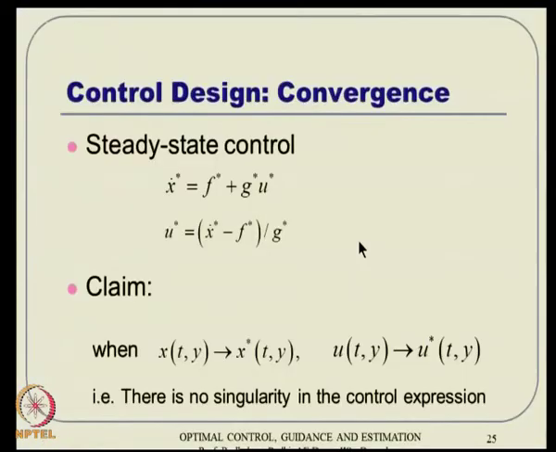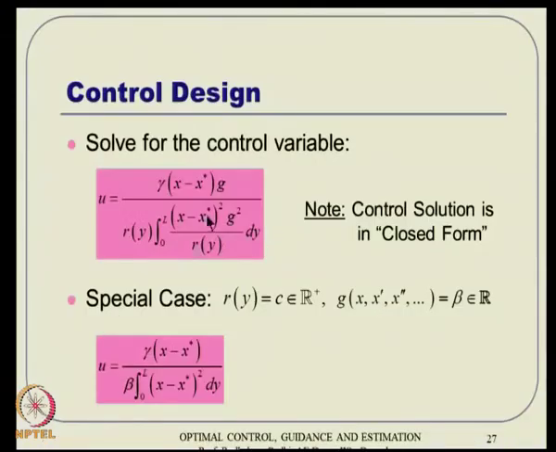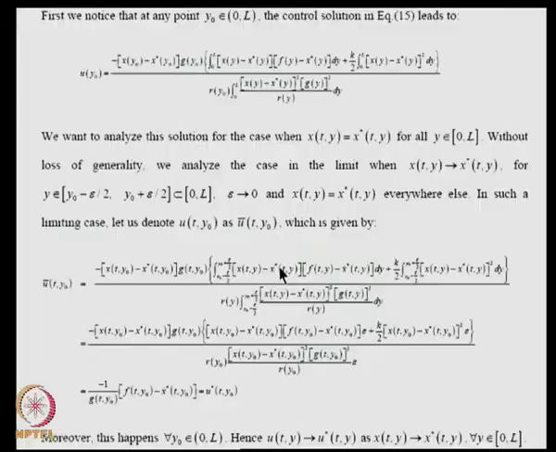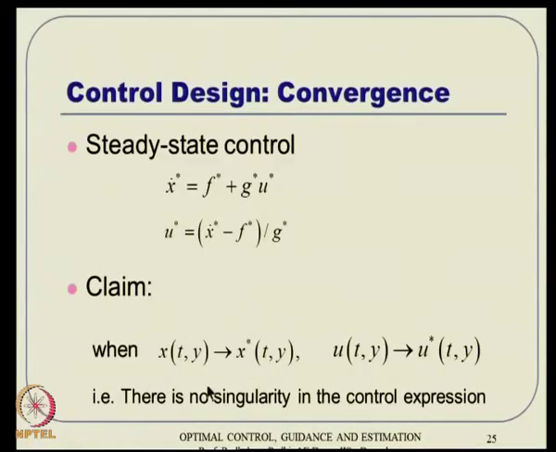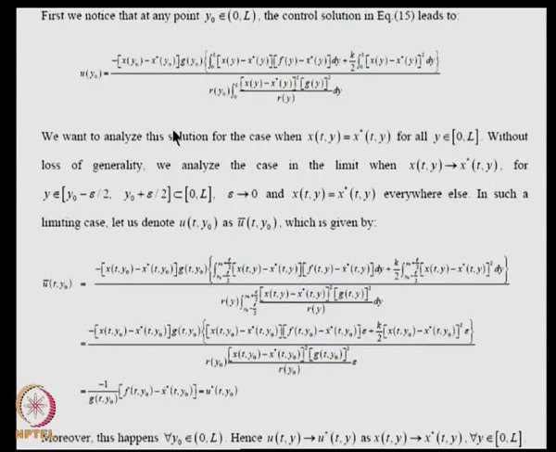Now, the claim here is if you get a steady state control like this and you have a time varying control like this, whichever way, then as this profile develops towards x star, x goes to x star, then u should also go to u star. That means there is no singularity in the control expression. Remember, this is not singular as long as g star is not singular. And obviously, system dynamics will be well behaved, otherwise the system dynamics itself is not well behaved, modeling has some problem, in general. So, assuming that this expression has no problem, then you will go to that expression and hence there is no problem. The proof is also given here.